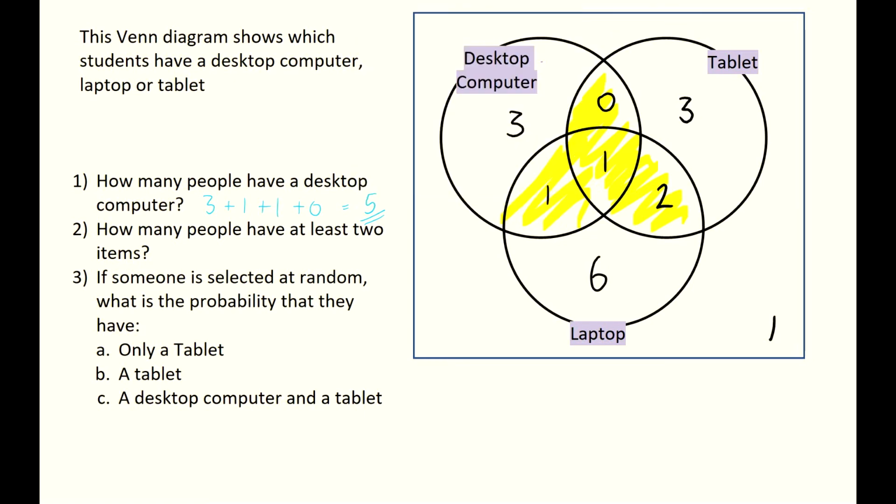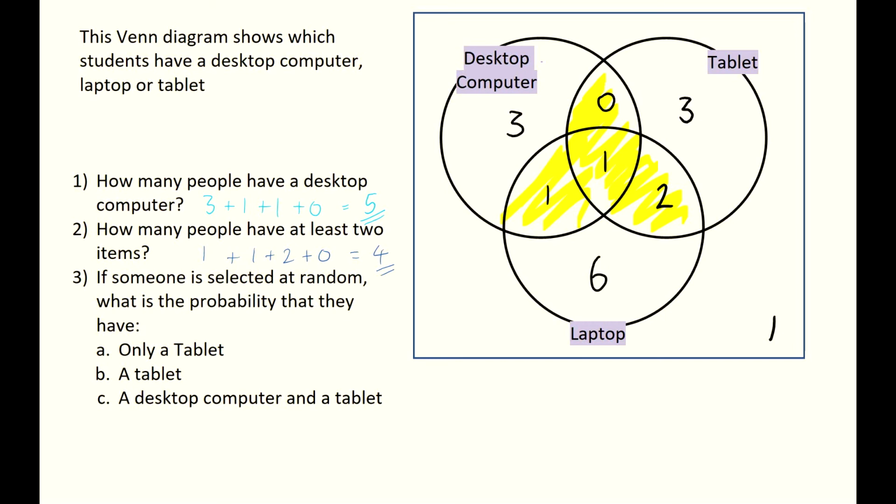Let's add them together. I have 1 plus 1 plus 2 plus 0. So that means a total of 4 people have at least 2 items. Okay, on to question 3. We have a probability question.